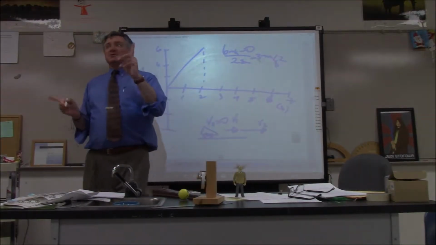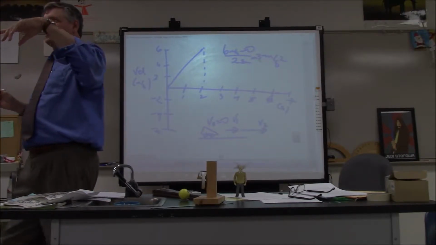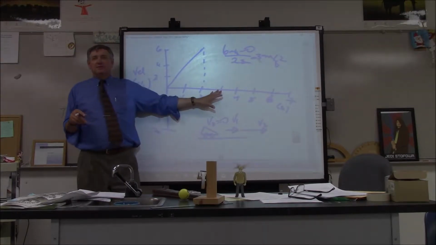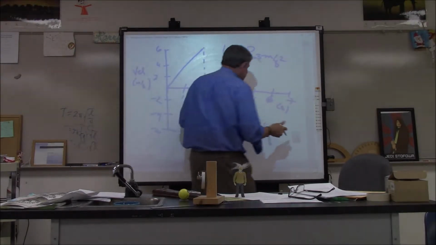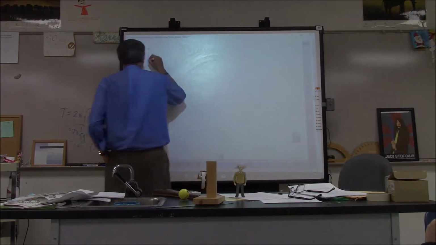Now, what's measured in meters per second squared? Acceleration. That's kind of cool, right? So what does the slope of a velocity time graph give you? Acceleration. Which golden rule are we up to? Number 3? Yes. So golden rule number 3.